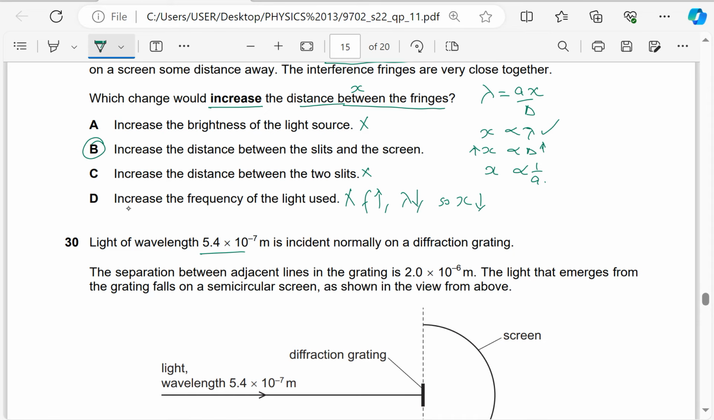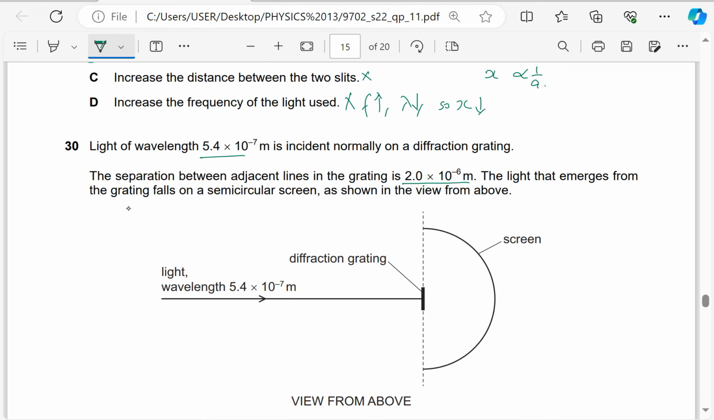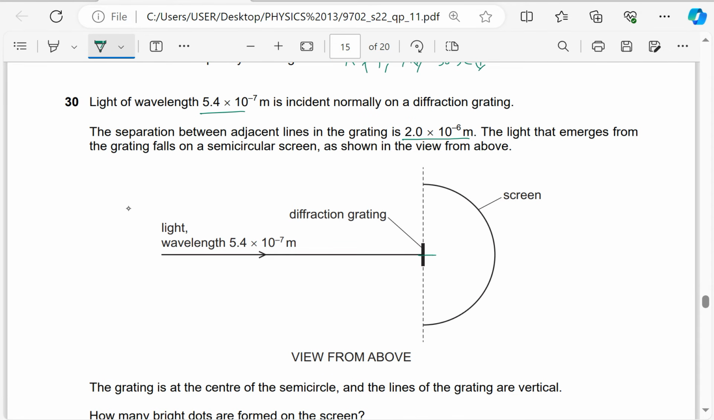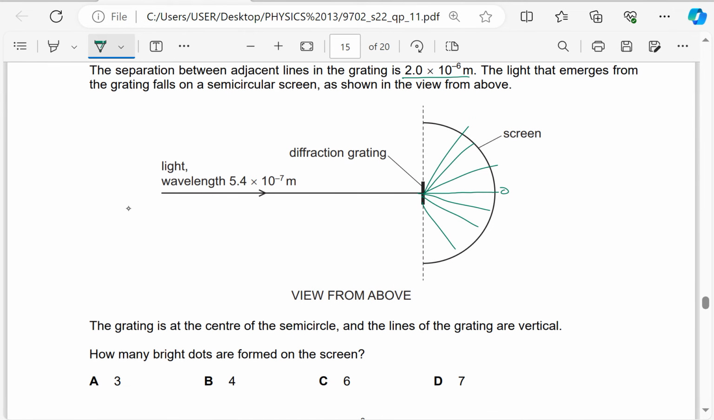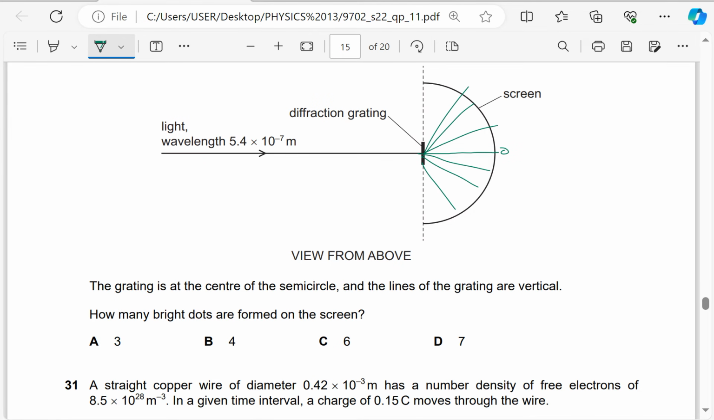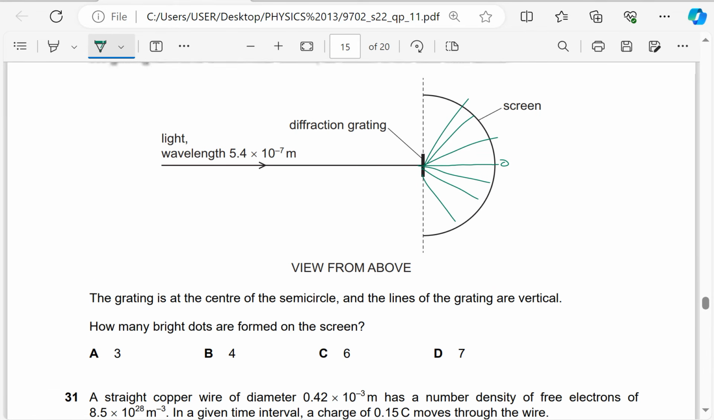Light of wavelength 5.4 times 10 to the power of minus 7 meters is incident normally on a diffraction grating. The separation between adjacent lines in the grating is 2 times 10 to the power of minus 6 meters. Light that emerges from the grating falls on a semicircular screen as shown. On a semicircular screen we expect a zero order maximum. Then we expect n1, n2, n3, and n1, n2, n3 and so on, above and below. The grating is at the center of the semicircle and the lines of the grating are vertical. How many bright dots are formed on the screen?